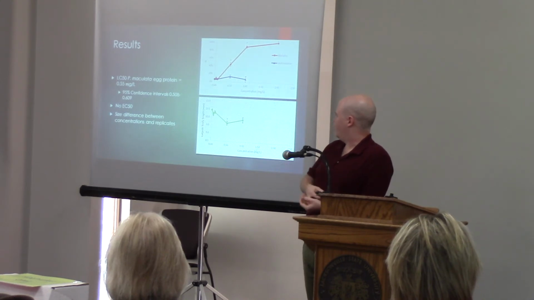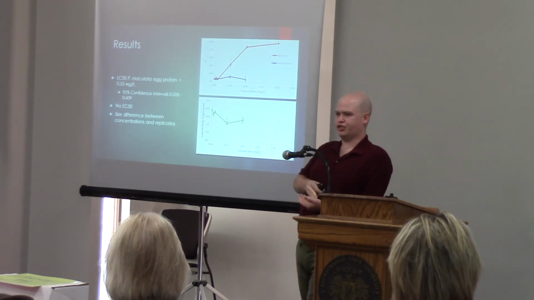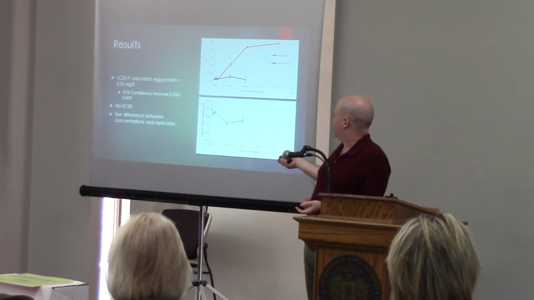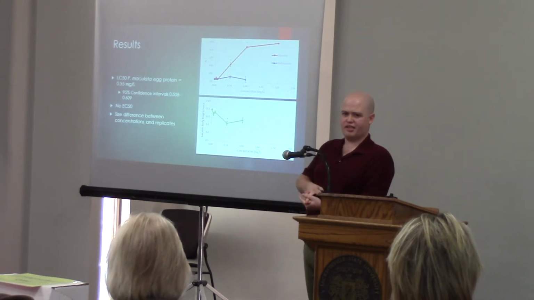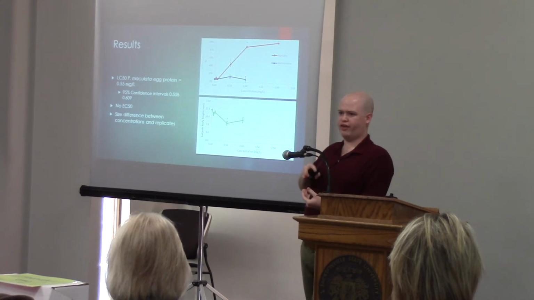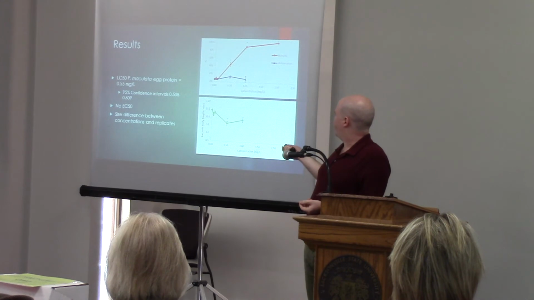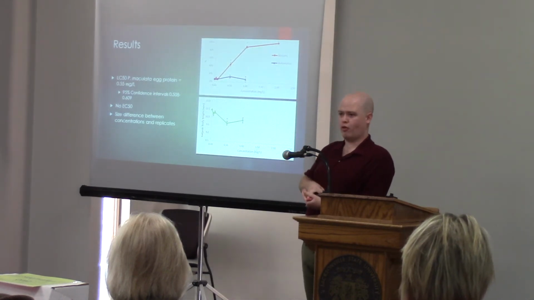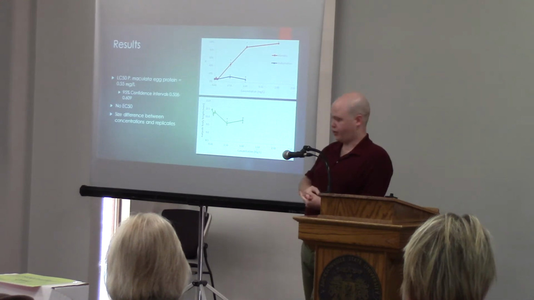So in our first results slide here, this is our exposure to unfiltered giant apple snail egg protein. The first thing that I have on this slide is our LC50. That is the concentration at which we expect 50% of exposed individuals to die. So our LC50 for unfiltered giant apple snail egg protein is 0.55 milligrams per liter. So it's a fairly low concentration, not the lowest we've seen for any toxicant ever, but still relatively low.